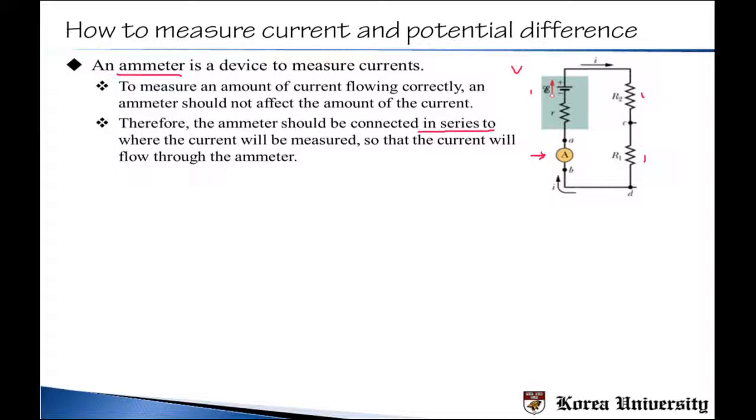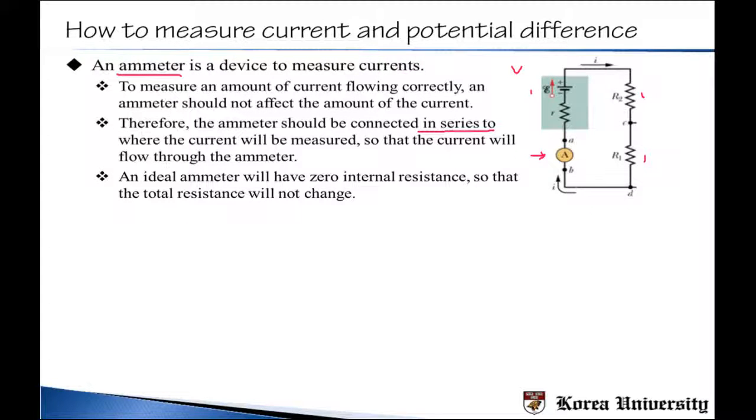And then you also want the current to flow through your ammeter so that the device can measure the current. So that is why the ammeter has to be connected in series. It's just like you cut the wire and then insert the ammeter here. So you can say that this ammeter here is measuring the current flowing from B to A.